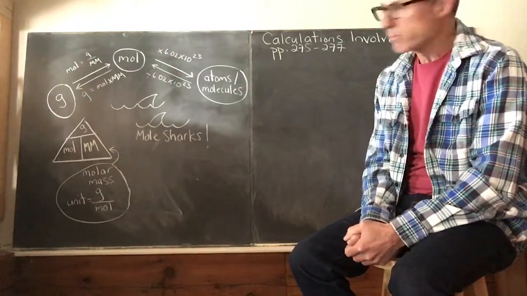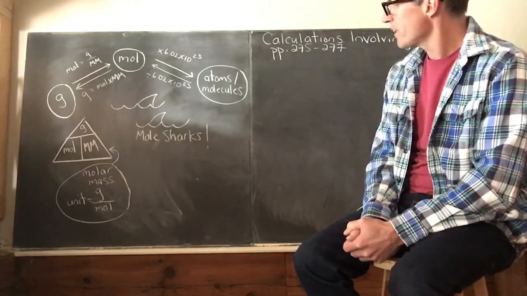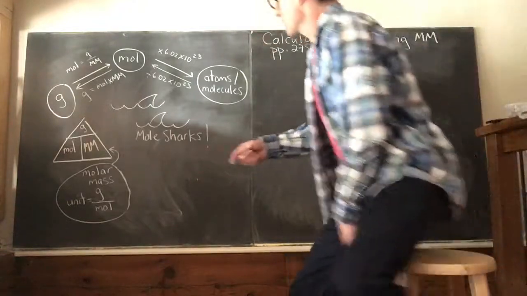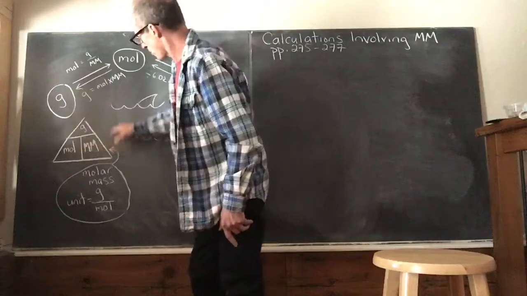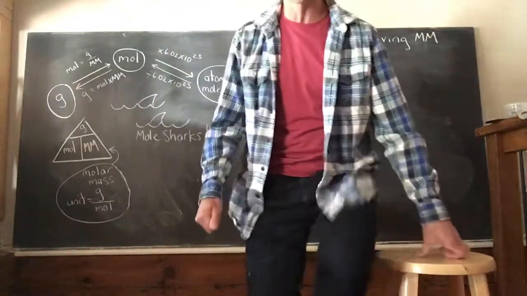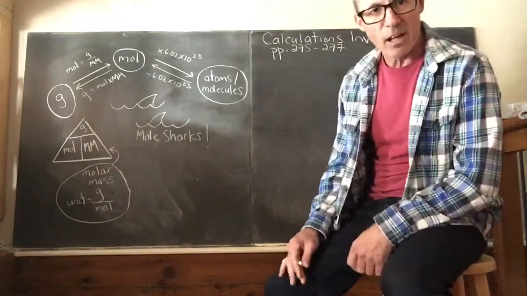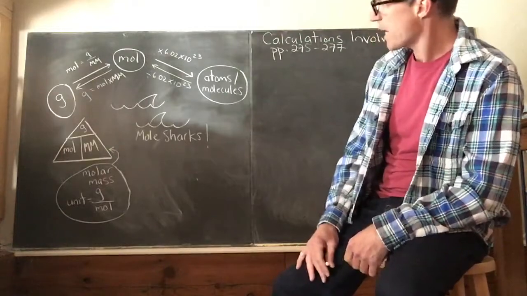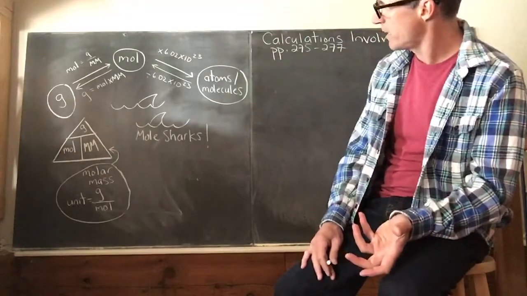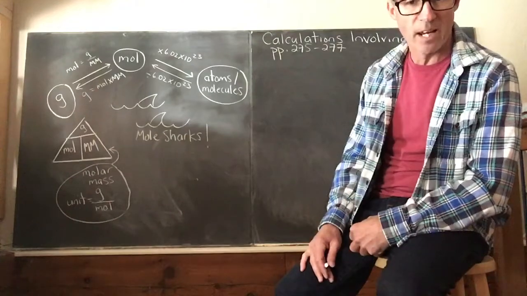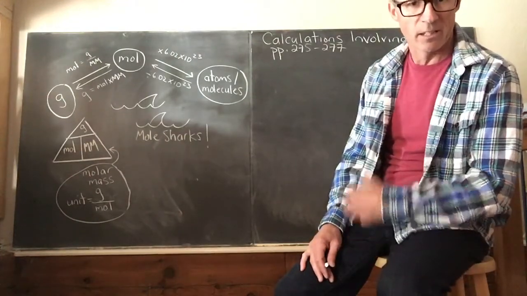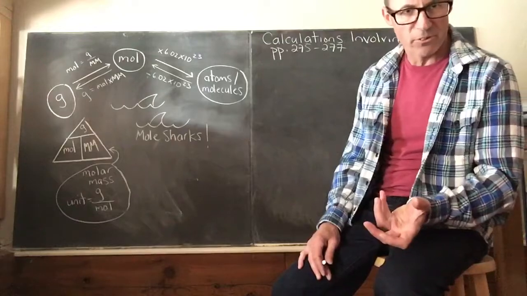Our next step is to use the left side of mole land right here, which is basically our mole triangle. So we're going to use our mole triangle today to figure out how many moles are in a number of grams of a substance, and perhaps how many grams are in a certain number of moles of a substance.